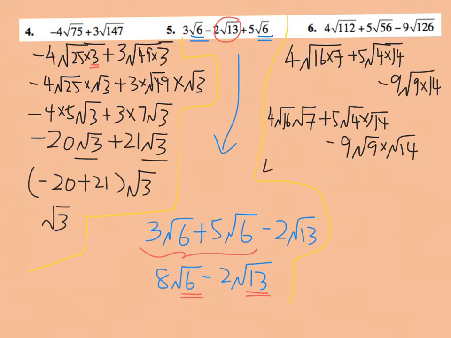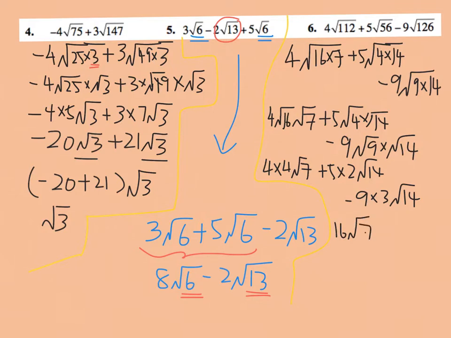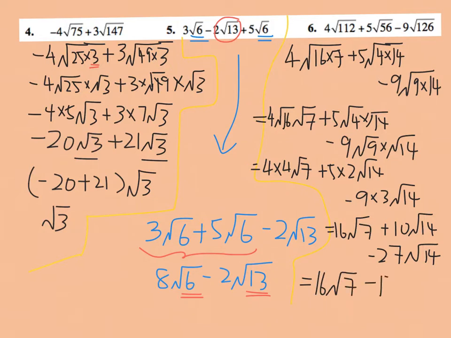And we have 4 times 4 root 7 plus 5 times 2 root 14 minus 9 times 3 root 14. And that gives us 16 root 7 plus 10 square root of 14 minus 27 square root 14. And now we can combine the like radicands. So you end up with 16 square root 7 minus 17 square root 14, and that's the answer.